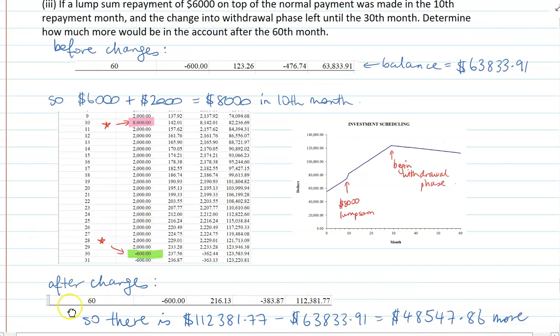So then after the 30th month, if you scroll all the way down to the 60th month, we see a balance of $112,381.77. So that's reinforcing leaving the deposit phase for longer will increase your investment, as well as making a lump sum deposit in your account.